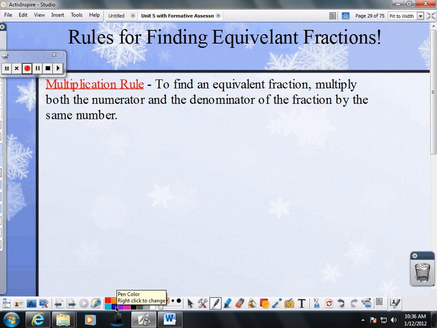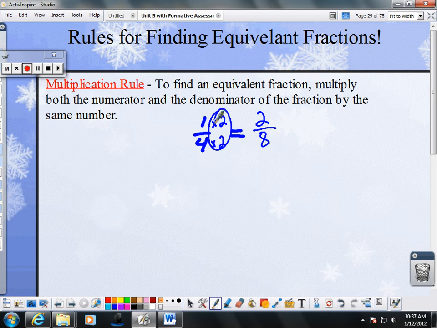So if I have a fraction 1/4, to find an equivalent fraction, all I have to do is take the numerator and denominator and multiply it by the same exact number. Let's say I want that number to be 2. So I'm going to go times 2 to my numerator, times 2 to my denominator, and I get 1 times 2 equals 2. 4 times 2 equals 8. So 1/4 is equivalent to 2/8. It is that simple. And you can use any number you want right there, as long as you are using the same number for your numerator and your denominator.